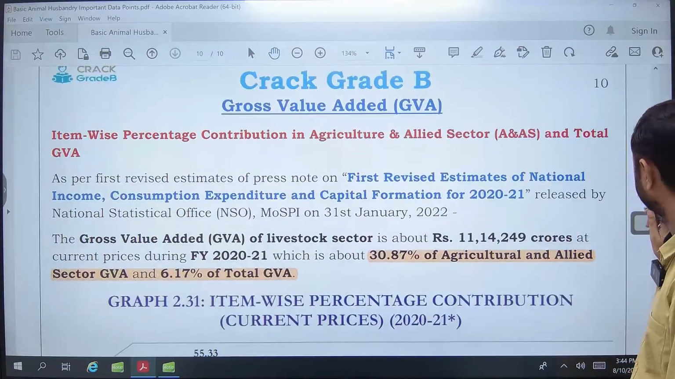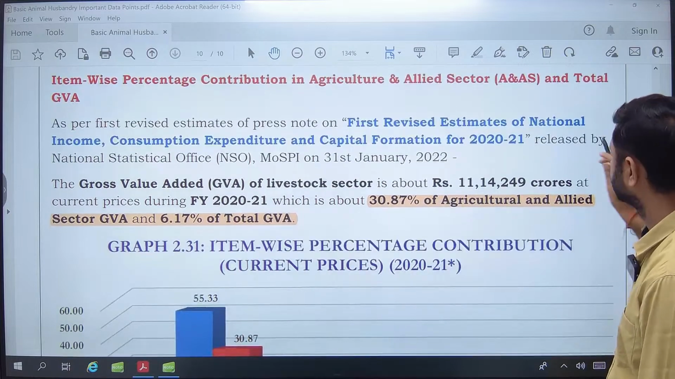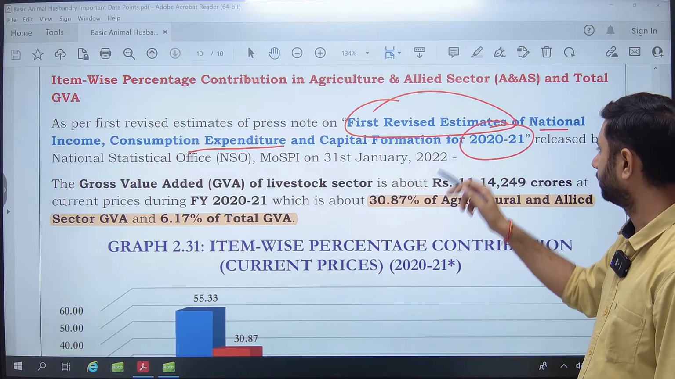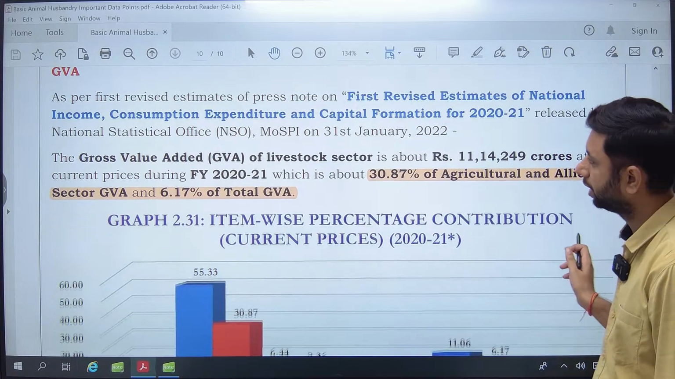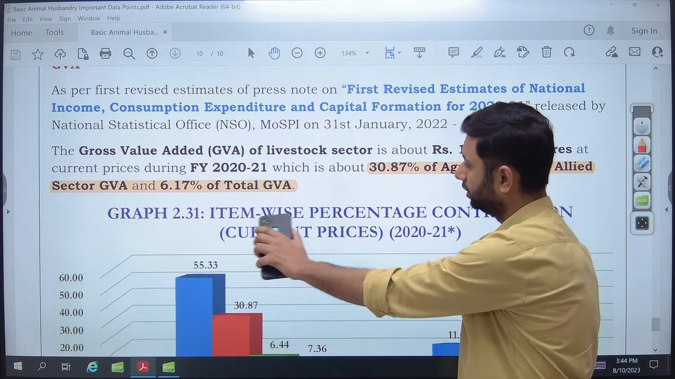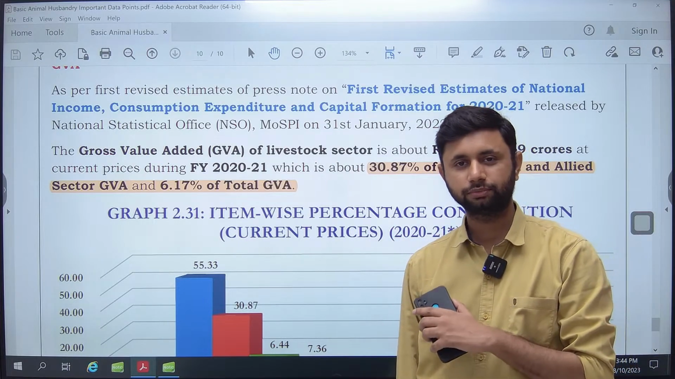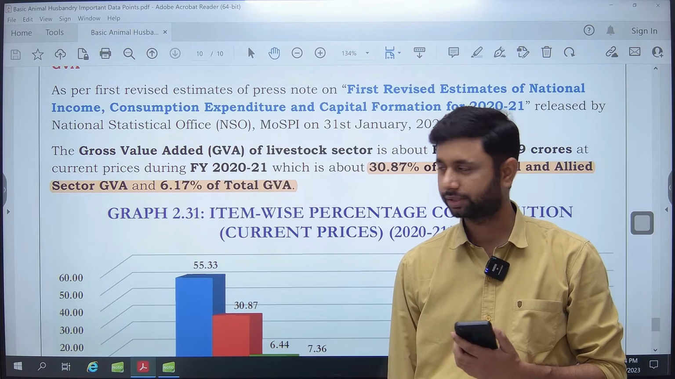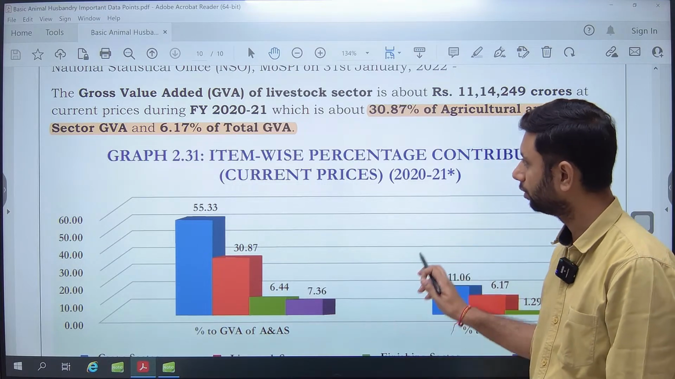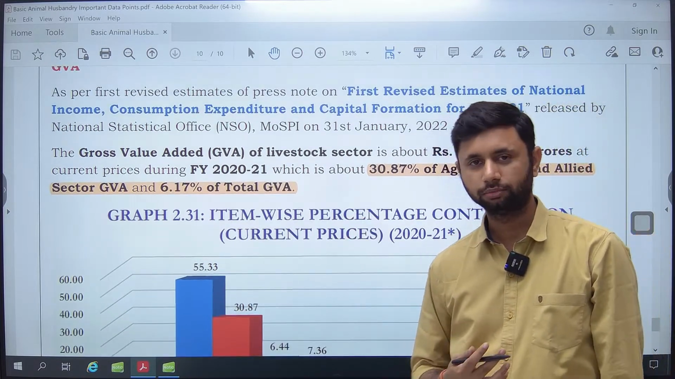Now a very important thing, which is gross value added. This is in the context of the first revised estimates of national income for 2020-21. For these statistics you have to remember the latest data. Since this data is old, I am teaching it because it was reported in the basic animal husbandry statistics. You must also be aware of the percentages this data revolves around. But make sure to remember the latest data, which we will also provide before the exam.